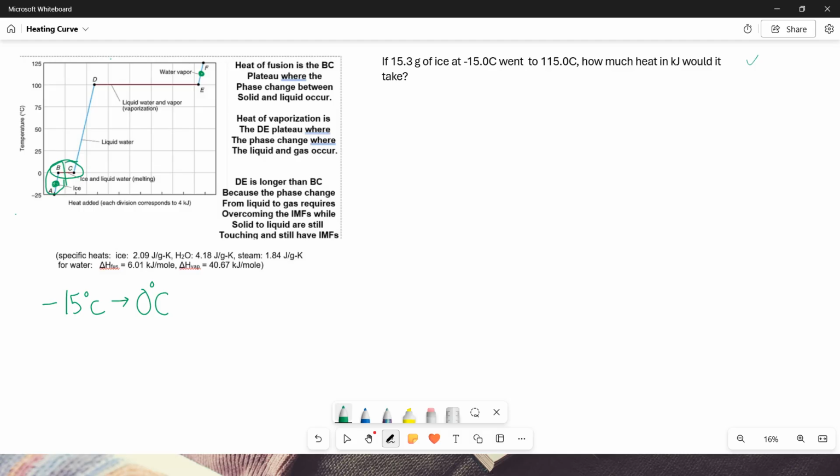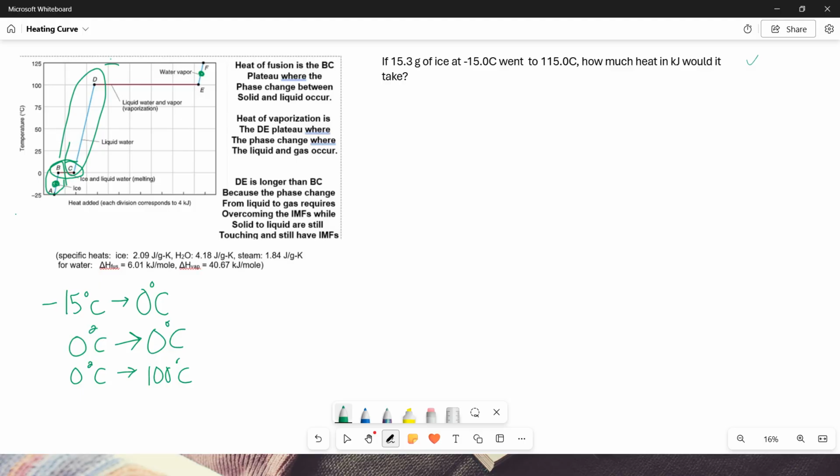The next step that we must do is we're along the BC part of that line. That change there is where ice and water can either freeze or melt. So we must go from 0 degrees ice to 0 degrees water. Then we're going to go from C to D here. This is the liquid stage of water. So we're going to increase that liquid water from 0 degrees liquid up to 100 degrees liquid.